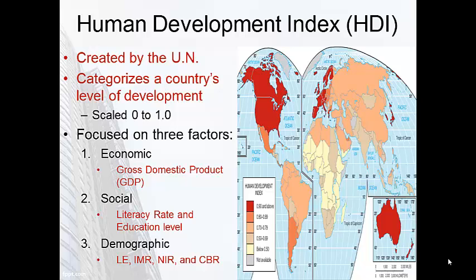Economic is focused on the gross domestic product, or GDP, which I'll define in a little bit. Social factor is focused on literacy rate and education level, which I kind of discussed. And demographic, if you notice, is focused on some alphabet soup terminology such as life expectancy, infant mortality rate, natural increase rate, and crude birth rate. Sounds familiar. Let's keep going.